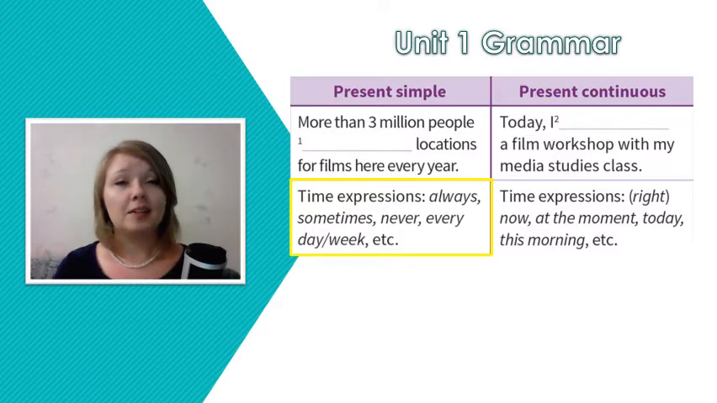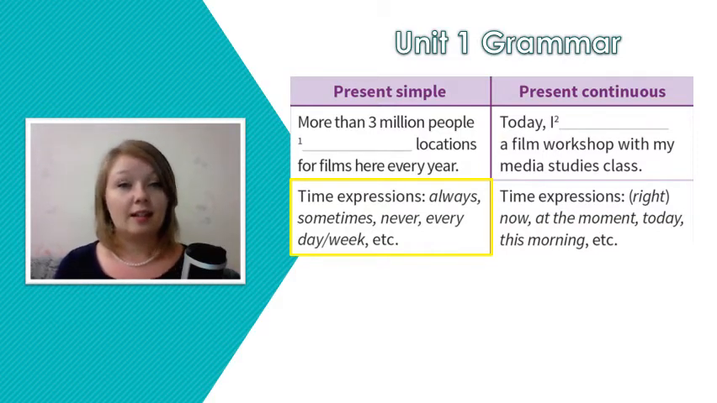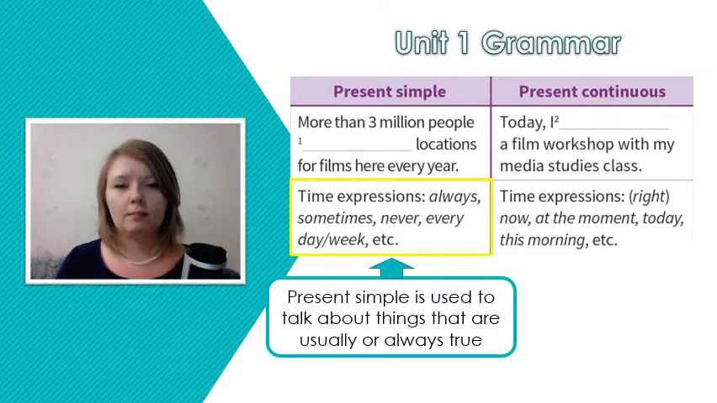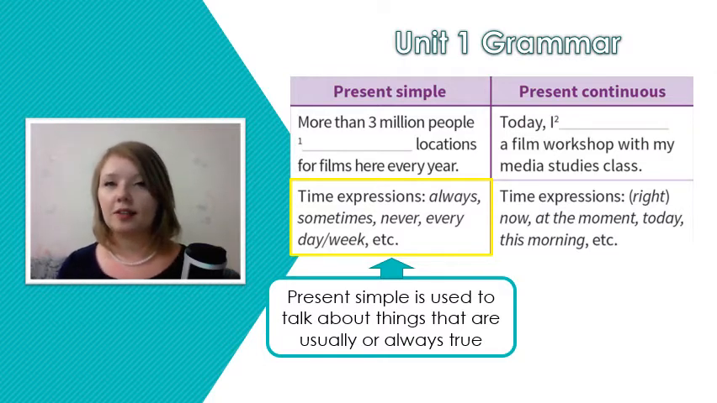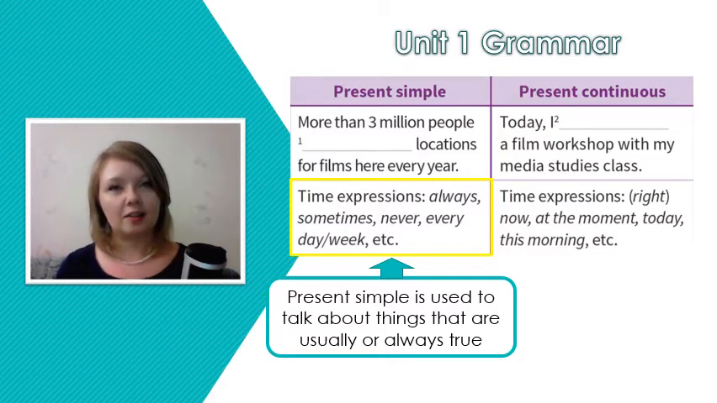When we look at present simple, we see that we can use this with time expressions like always, sometimes, never, every day, every week, often, seldom, rarely, and so on. Present simple is used to talk about things that are usually true or are always true. For example, I run on Saturdays. I swim every week. We can use present simple to talk about habits and things that are always true. Every Friday, my students come to class.